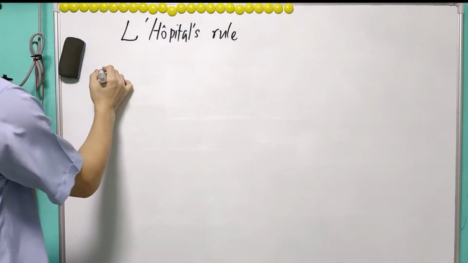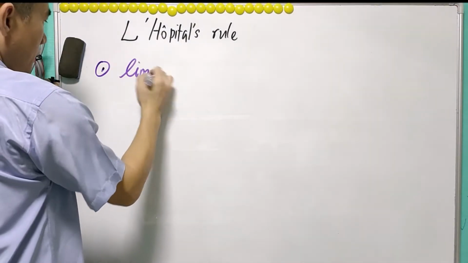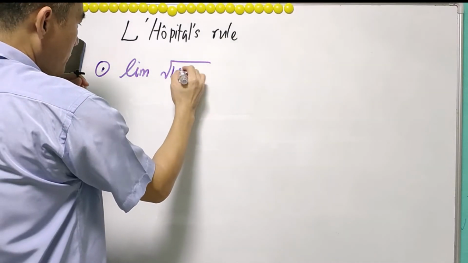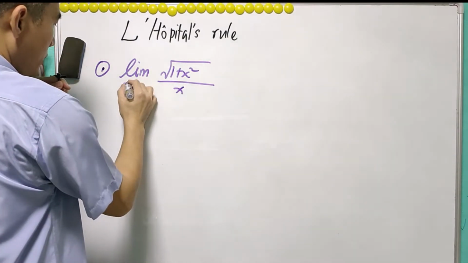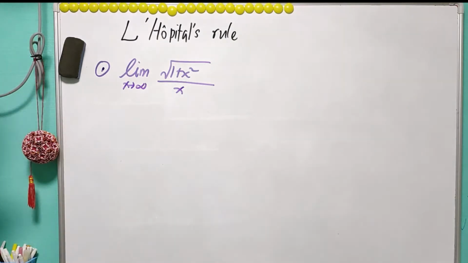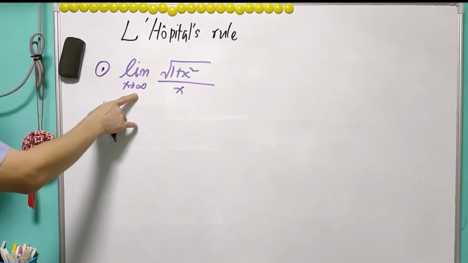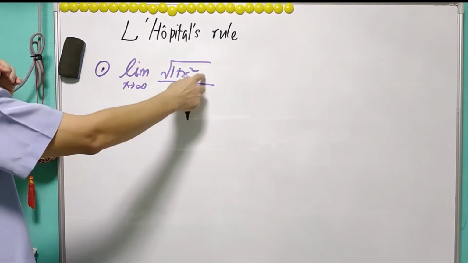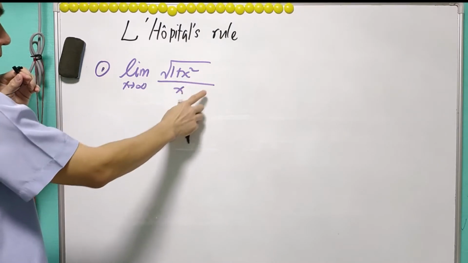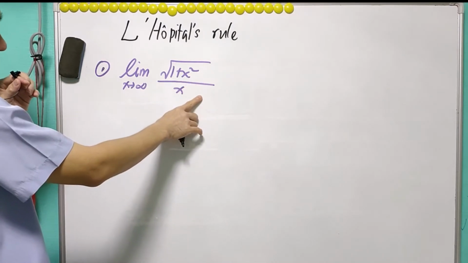First scenario, the limit of the square root of 1 plus x squared over x when x goes to infinity. Now we see that in this case, we can use L'Hopital's rule because the numerator goes to infinity and the denominator goes to infinity.